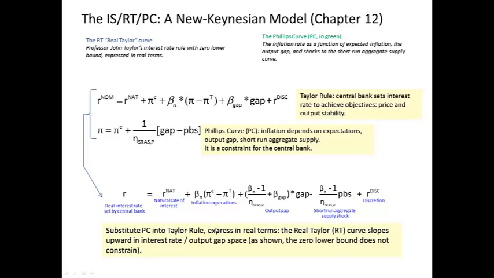Accordingly, since the Phillips curve is a constraint, we substitute it into the Taylor rule and we express this new equation in real terms. We call this new equation the real Taylor or RT curve. Unless the zero lower bound constrains, this curve slopes upward in interest rate and output gap space. For simplicity, we have not shown the case of the zero lower bound in this slide.